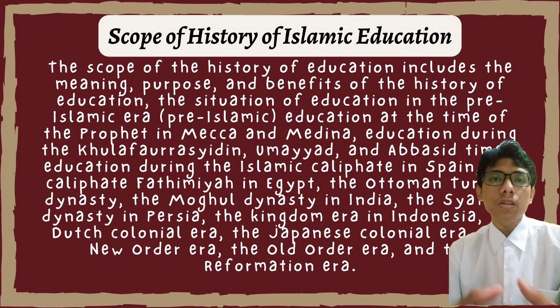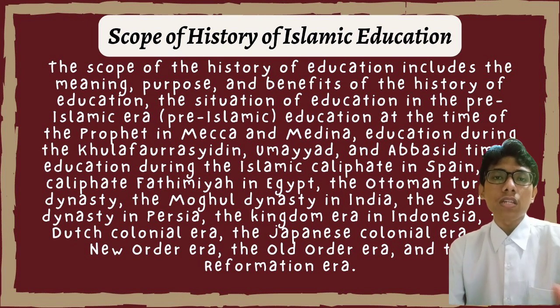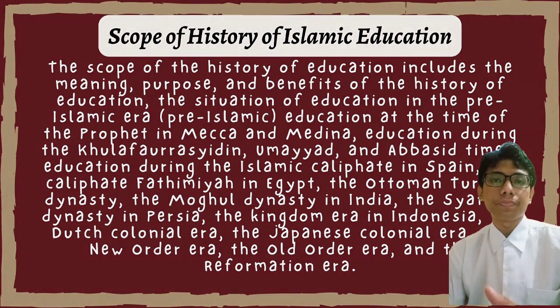Okay, next is the scope of history of Islamic education. The scope includes the meaning, purpose, and benefits of the history of education, the situation of education in the pre-Islamic era, education at the time of the Prophet Muhammad in Mecca and Medina, education during the Khulafa ar-Rashidin, during the Umayyad and Abbasiyah era, during the Islamic Caliphate in Spain, the Fatimiyah Caliphate in Egypt, the Ottoman Turkish dynasty and Mughal dynasty in India, and the Safavid dynasty in Persia.